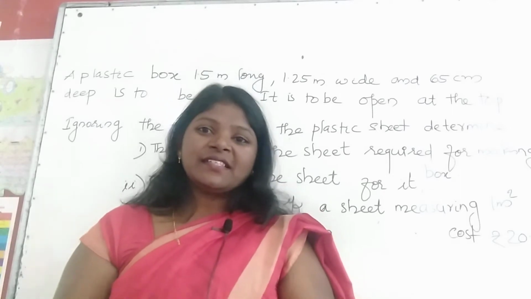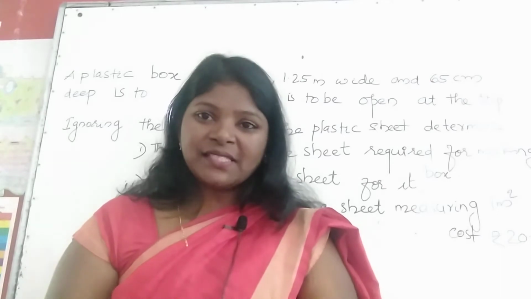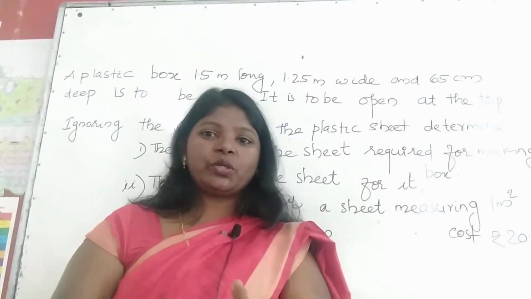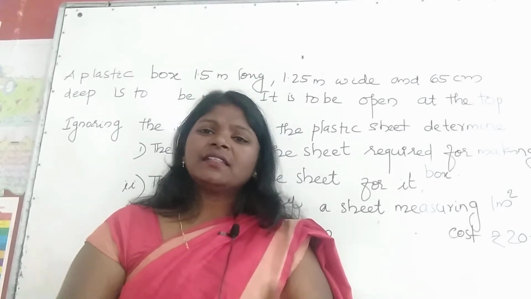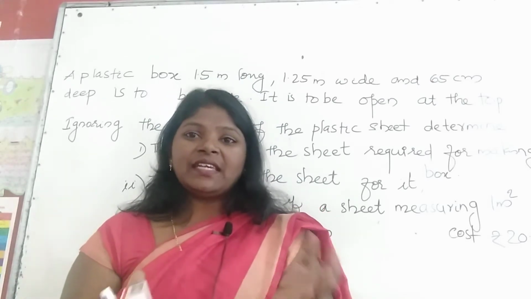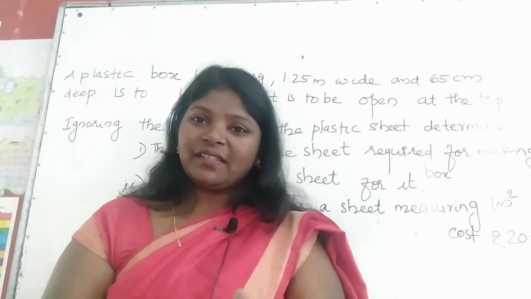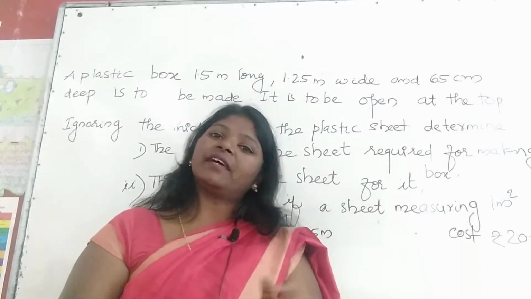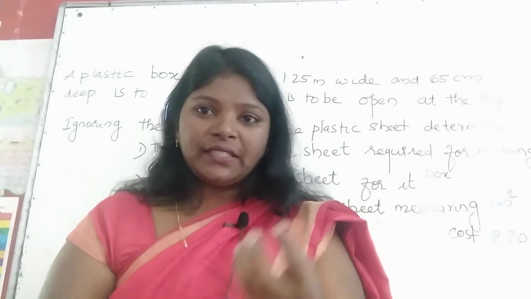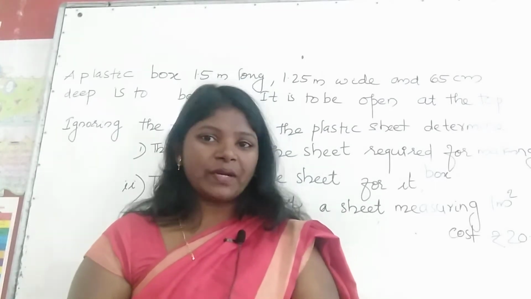What are solids? Solids are bodies which occupy space. Examples: cuboids. Okay, we can say these are examples of solids. And what do you mean by area? Area is the region enclosed by the boundary. Okay, that we know. Then we can find the area. How can we find the area? As we find the area of a triangle, we can find the area of the solids, cube and cuboids.